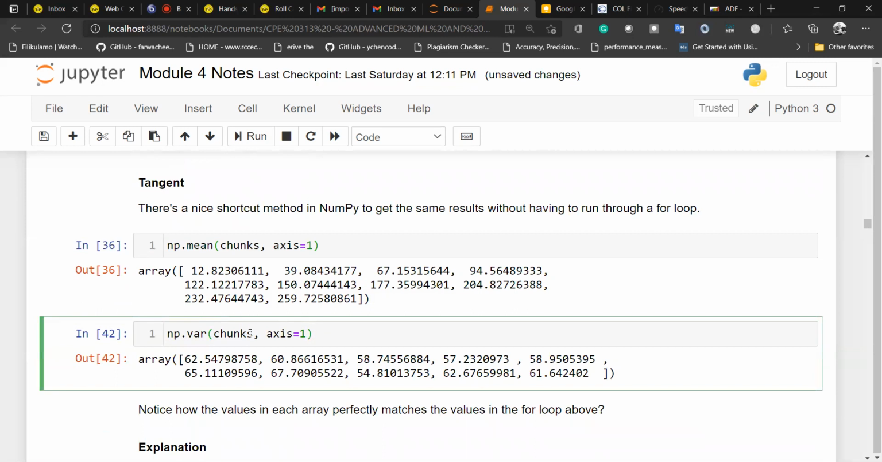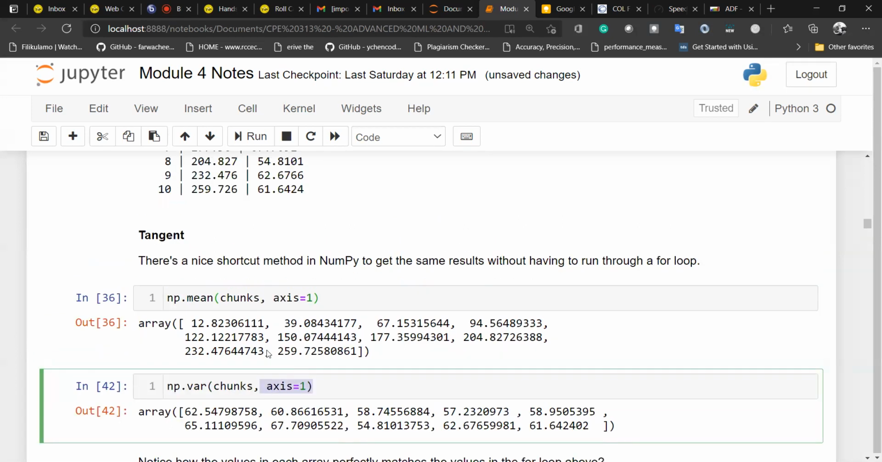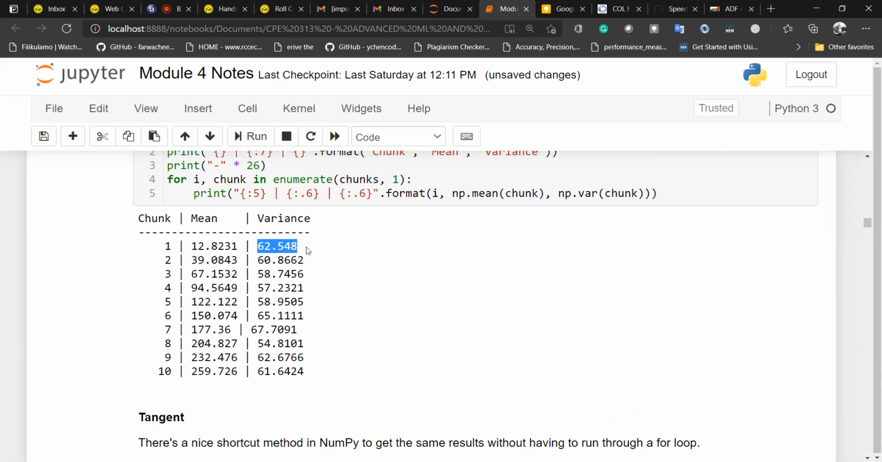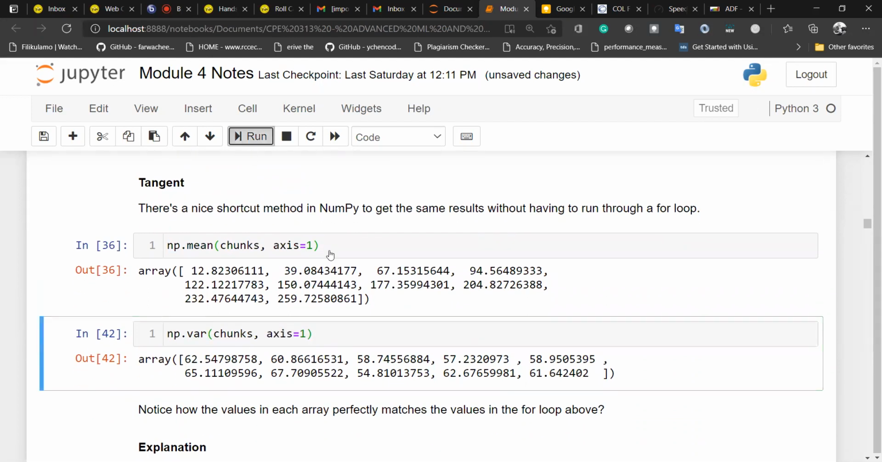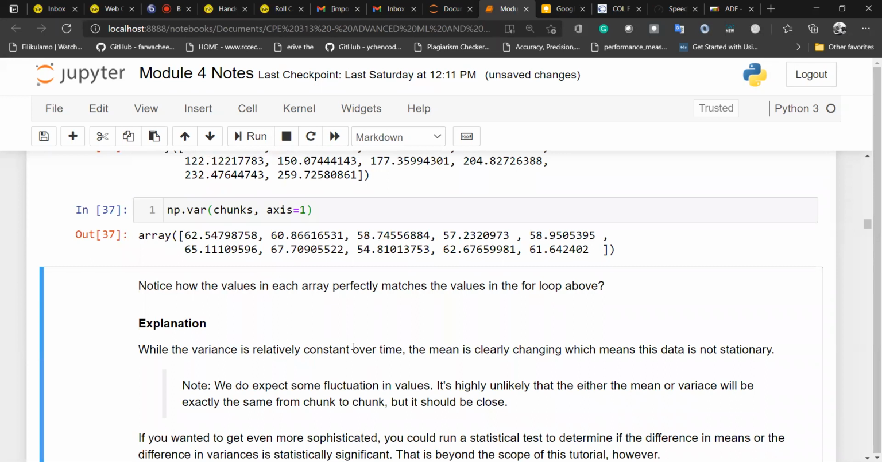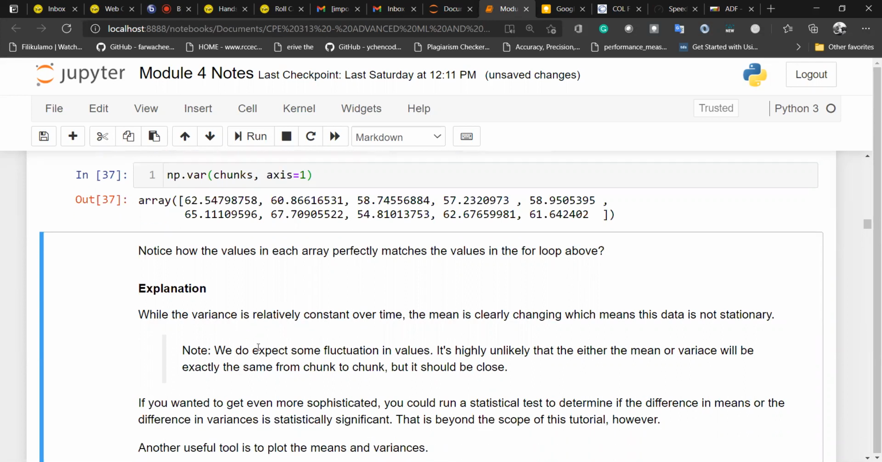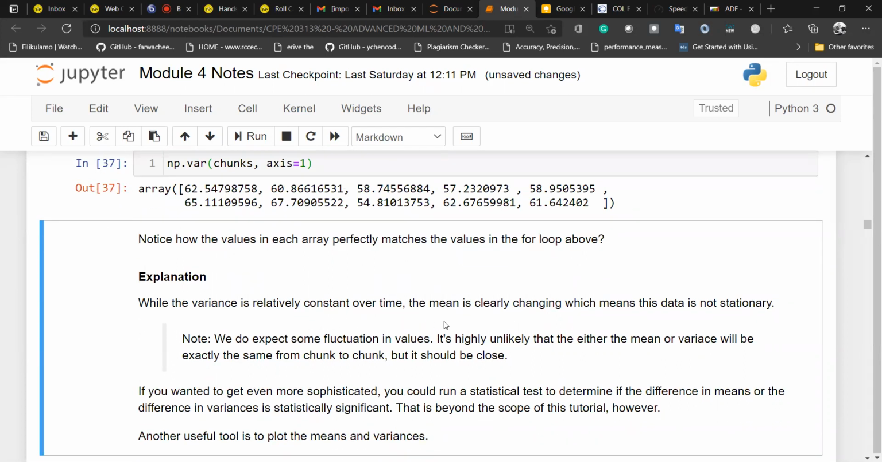For the variance, we can use the variance function on the chunks with the axis equal to 1. The values you see here, 62.548 up to 61.64, are also the values we acquired here. Okay? So you will notice how the values in each array perfectly match the values in the for loop above. Our explanation is that while the variance is relatively constant over time, the mean is clearly changing, which means this data is not stationary.